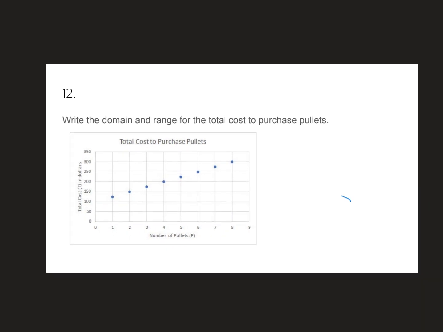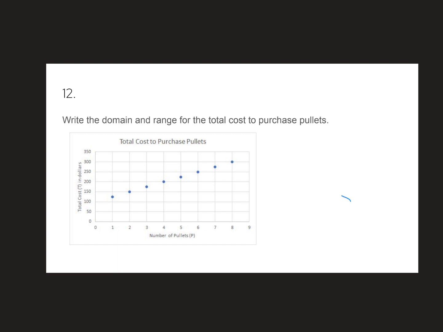All right, this is a good one for us to talk about. What is the domain and range for the total cost to purchase pullets? I don't know what a pullet is. Doesn't matter. We just got to write the domain and range. Notice these are dots, and the dots are not connected, okay? When these are dots and they are not connected, it's not continuous. So I don't write domain and range as an interval. Here we're just going to list values.